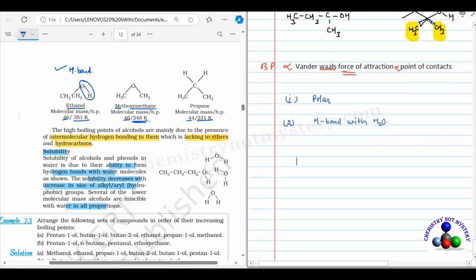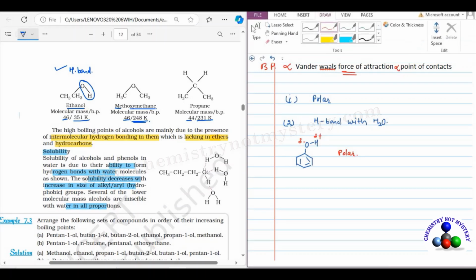So when you see this is phenol, oxygen is bonded to hydrogen. When you see the phenol molecule, oxygen is electronegative and hydrogen is electropositive. Due to the difference in electronegativity of oxygen and hydrogen, the molecule is polar. So this molecule is polar. Being polar, it is soluble in water and it can also make hydrogen bond with a water molecule.